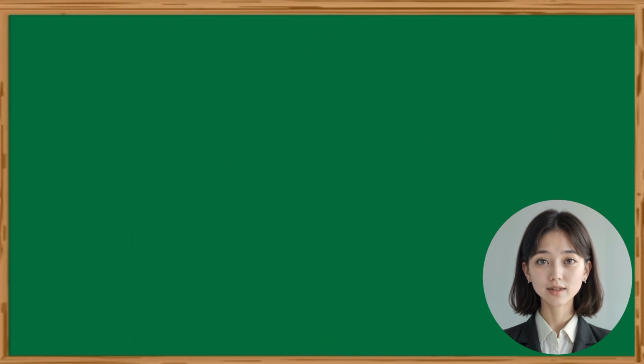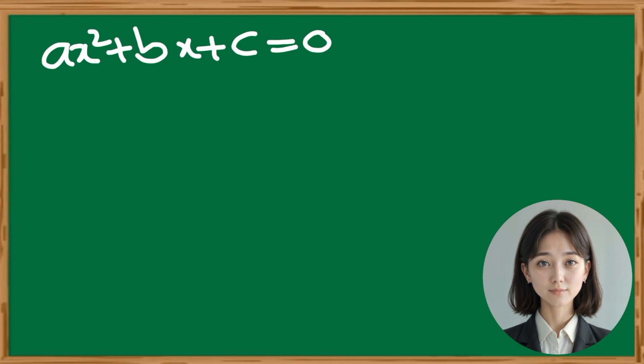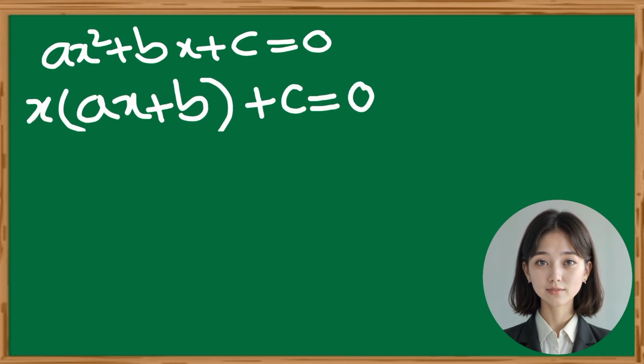Step 1. Set up the quadratic equation. We start with the standard form, ax² + bx + c = 0. This is our original equation and we'll work from here. Step 2. Factor out x. Now, take x as a common factor from the terms ax² and bx. Our equation will then look like this: x(ax + b) + c = 0.